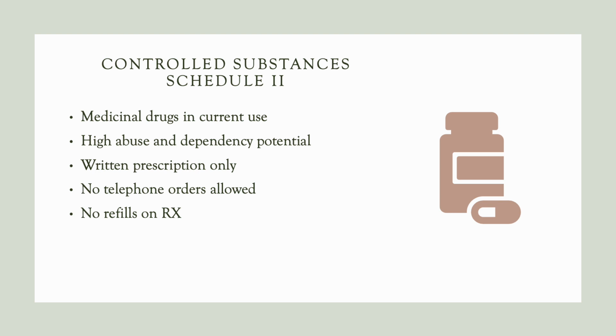And here are Schedule 2 substances. Some of these rules I'm pretty certain are not updated, but because they're in the book, I'm just going to name them off. Schedule 2 are medicinal drugs currently in use. There's still high abuse potential for level 2 and dependency potential. Written prescription only. I think there's a different way to do that now, but there are no telephone orders allowed. That's probably still relevant, and no refills on a prescription, and that's probably accurate as well.